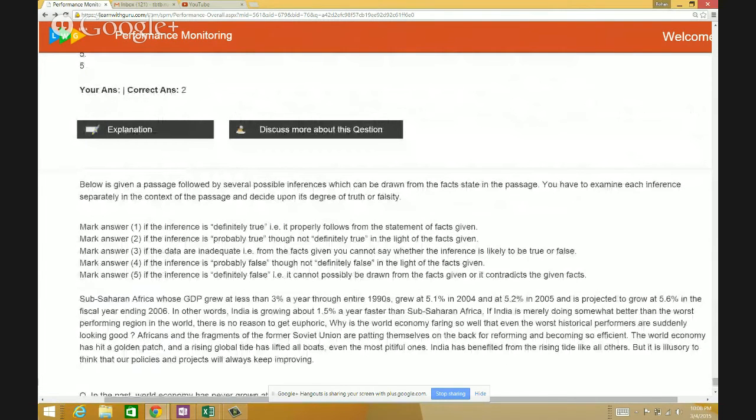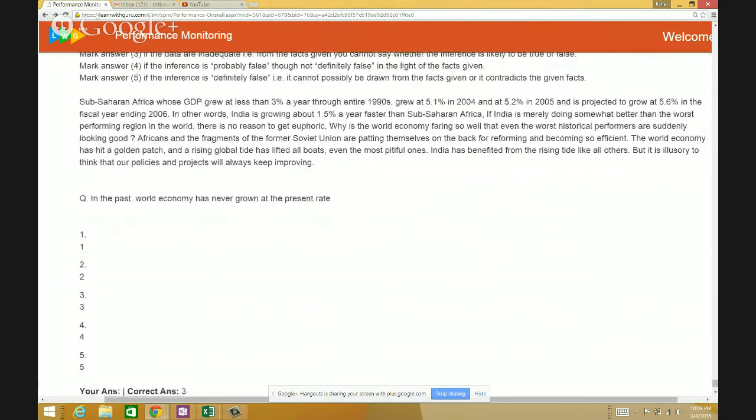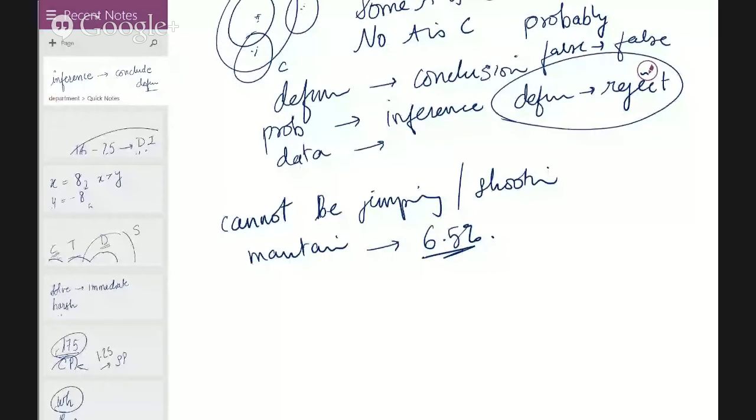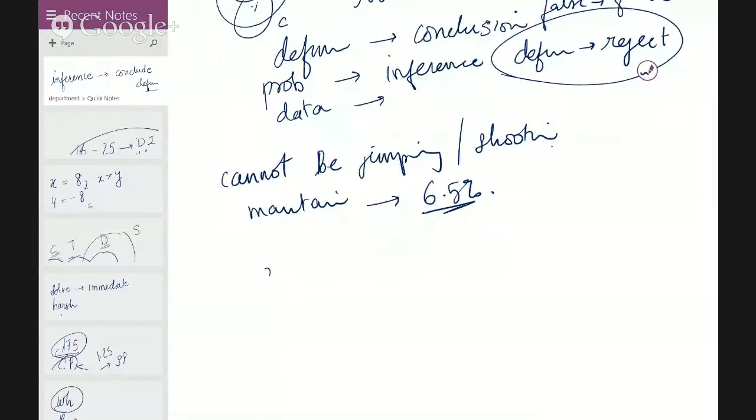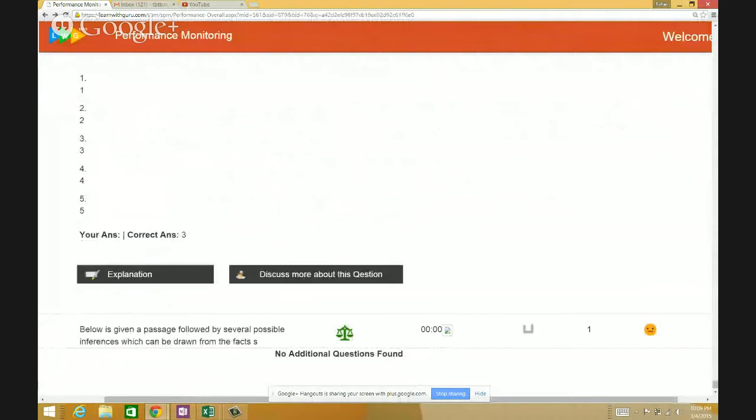Next: in the past, the world economy has never grown at the present rate. Now look at the third line: why is the world economy faring so well that even the worst historical performance suddenly looks good? What are they talking about? They mention the world economy, but what is its rate? No, they've just told you that they're just flaunting it, trying to be very pompous. So there's no mention of the data. When there's no mention of the data about the world economy and its rates, it's data inadequate. So I think we've got that.